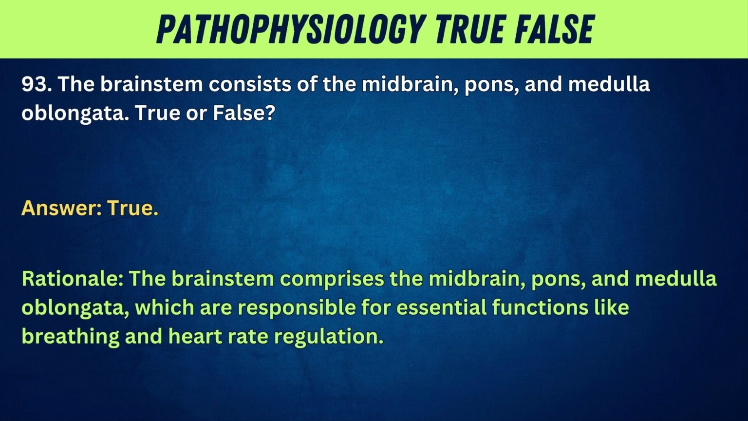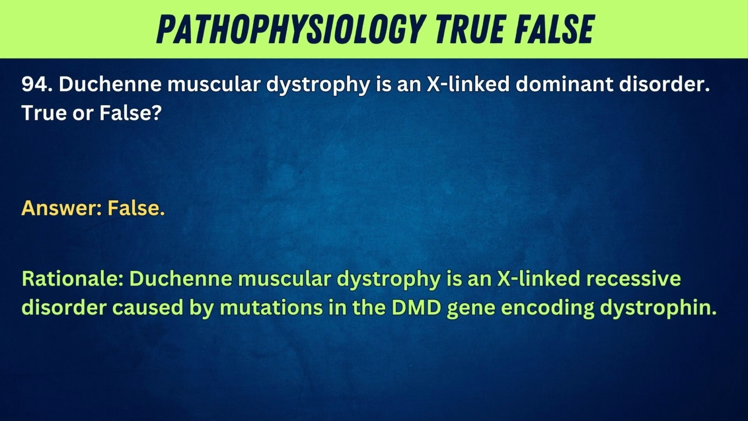93. The brainstem consists of the midbrain, pons, and medulla oblongata. True or false? Answer: true. Rationale: the brainstem comprises the midbrain, pons, and medulla oblongata, which are responsible for essential functions like breathing and heart rate regulation.